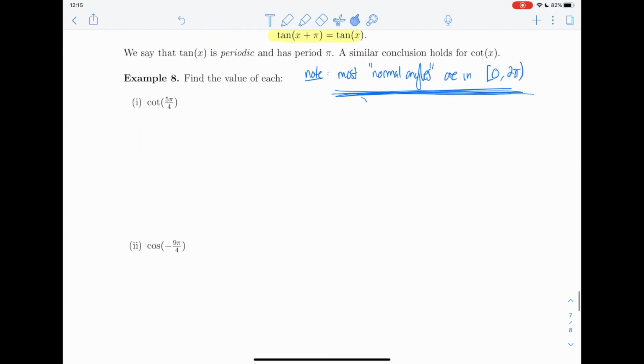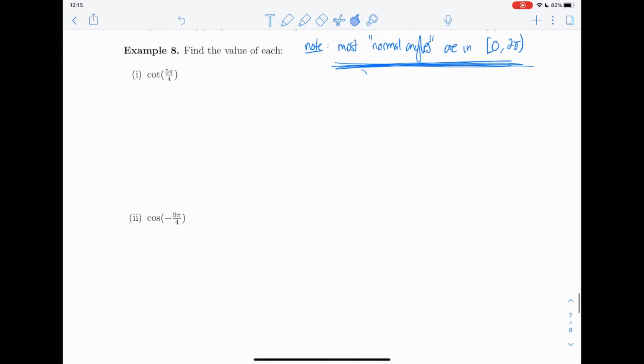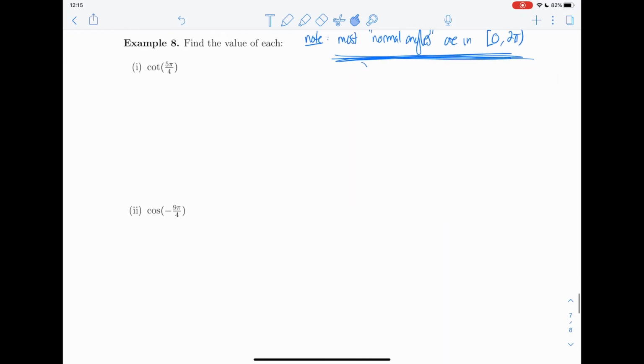For example, here we're going to do number 2 first. Notice that the angle in question here is theta equals negative 9 pi over 4. I don't know about you, but I don't know what this looks like. It's negative, so I know that we're graphing in a clockwise way, but 9 pi over 4 is not something I'm familiar with. I don't know what this means.